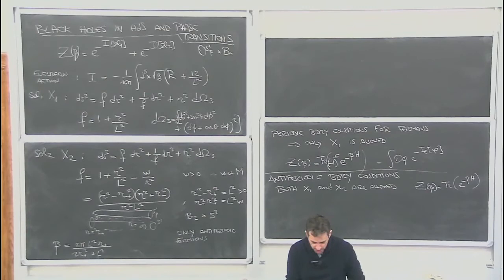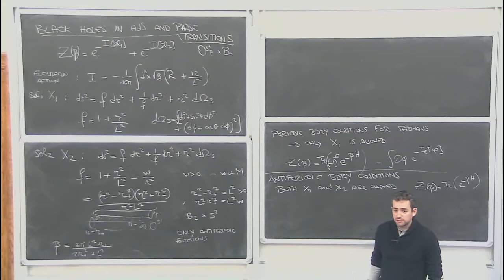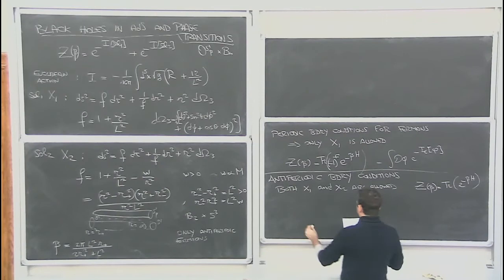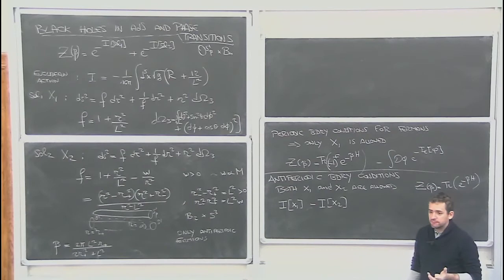There is a method for computing the action in asymptotically AdS spaces, which is very well defined. It's called holographic renormalization. But we don't need to do that. We just need to compare the two and see if the difference of the two has positive or negative sign, just to see which of the two dominates. So in principle, we should compute the action of X1. We can ask if the action of X1 minus the action of X2 is positive or negative. Do you remember what we saw yesterday also?